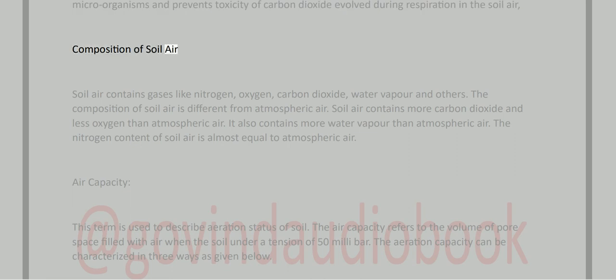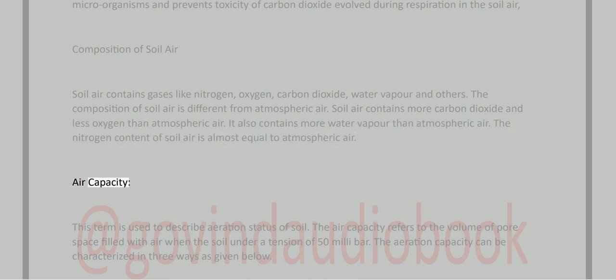Composition of soil air. Soil air contains gases like nitrogen, oxygen, carbon dioxide, water vapor, and others. The composition of soil air is different from atmospheric air. Soil air contains more carbon dioxide and less oxygen than atmospheric air. It also contains more water vapor than atmospheric air. The nitrogen content of soil air is almost equal to atmospheric air.